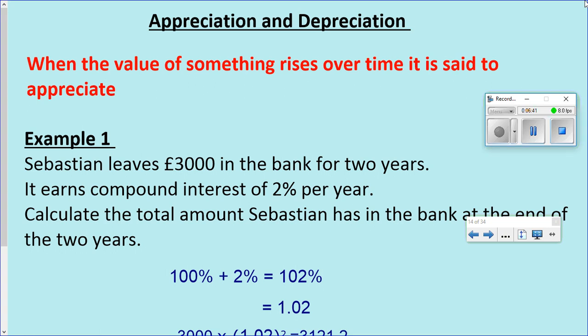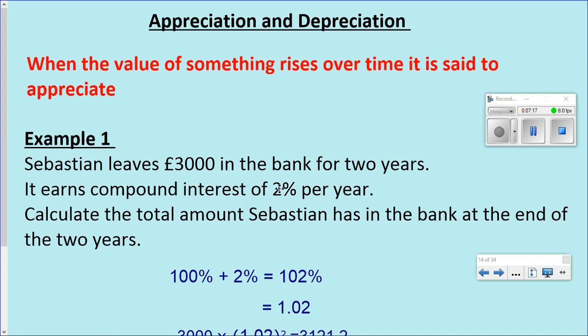Now we've got here appreciation and depreciation are titled. So when the value of something rises over time, it is said to appreciate. So compound interest, that is appreciation. We call it compound interest so we get used to the compound aspect of it happening every single year, but it's exactly the same. So example 1, Sebastian leaves £3,000 in the bank for 2 years. It earns compound interest, notice the actual phrase there, of 2% per year. Normally we'd have PA for per annum, but I've extended it out just so we don't get stuck with the language. And then calculate the total amount Sebastian has in the bank at the end of 2 years.